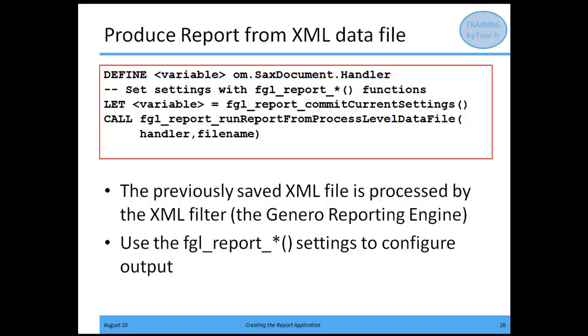How are we going to use it as input into my report? After I let my variable equal my commit current settings, this time I'm going to call the report with the function FGL report run report from process level data file, passing in the name of both my handler variable and the name of the XML file.